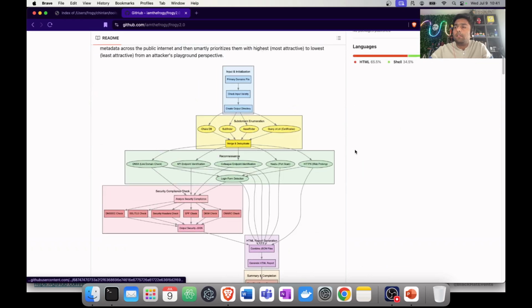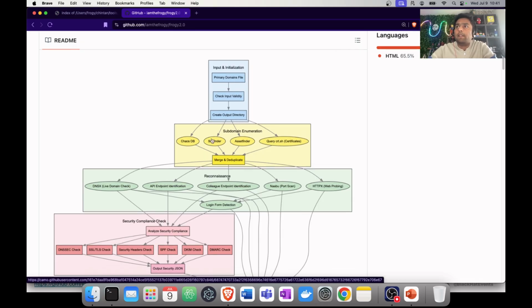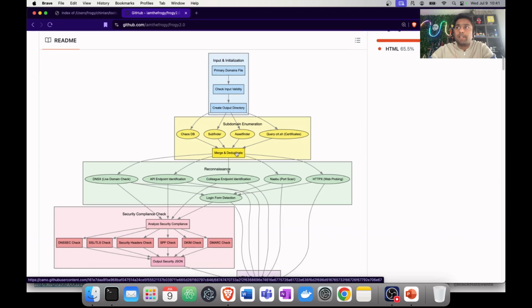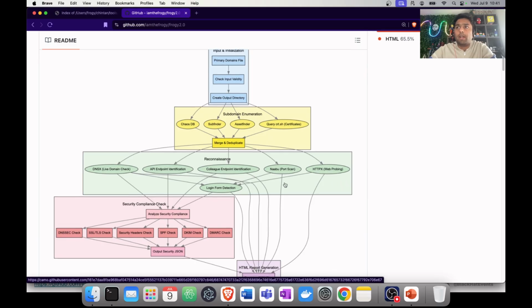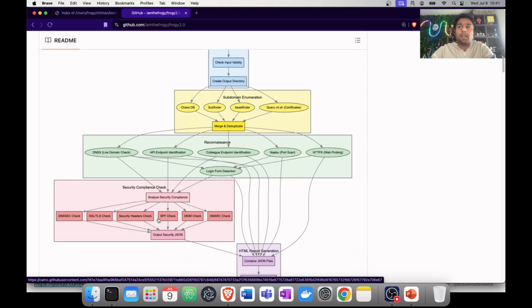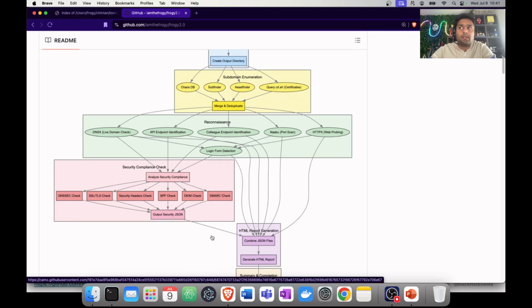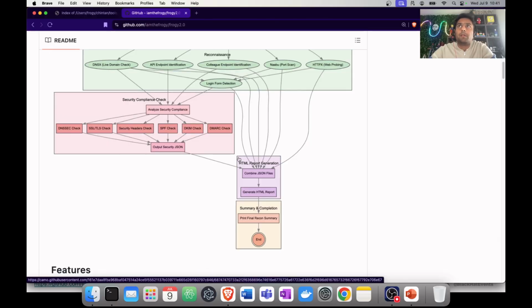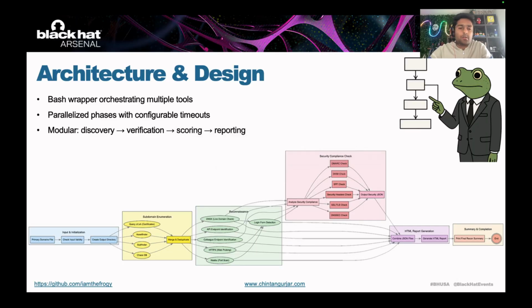So as you can see, it takes the primary domain file and then runs a couple of these tools which are created by other companies or individuals. And then I merge and deduplicate all the assets, and then I do the recon based on what I found, how many API endpoints there are, how many of them are live, and then I do a little bit of security compliance check because they are easy to check, not like finding vulnerabilities, but hygiene checking, and then it generates the HTML report. So this is how it works. Let's go back to the presentation.